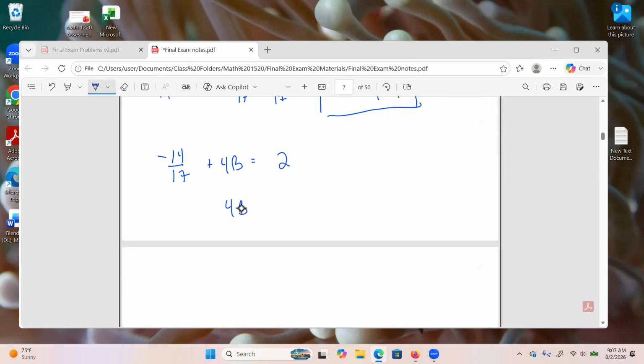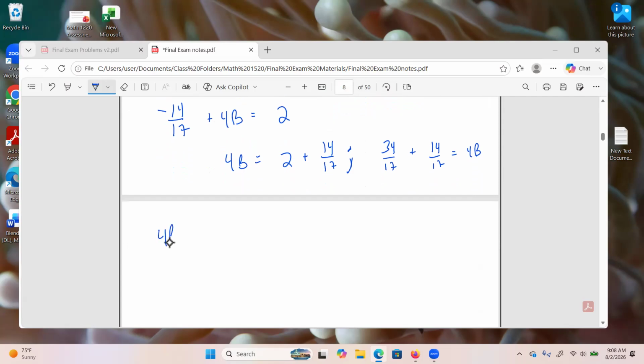So I've got 4B is equal to 2 plus 14/17. A fancy way to write 2 is 34/17, plus 14/17. I just replaced the 2 with another thing that looks like 2. This is equal to 4B. Add these up: 4B is equal to 34 plus 14, which gives me 48/17. Divide both sides by 4, and we have B is equal to 12/17. That's our third one that we wanted to keep. So that's great.